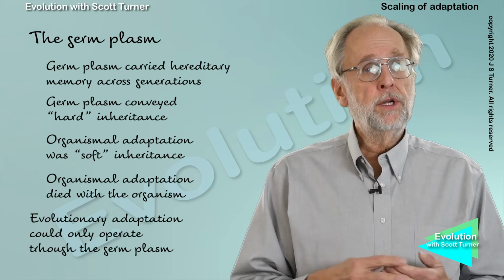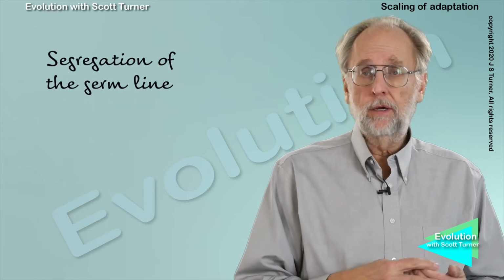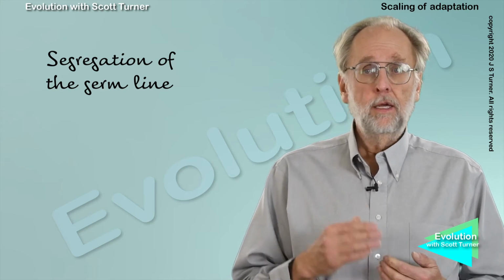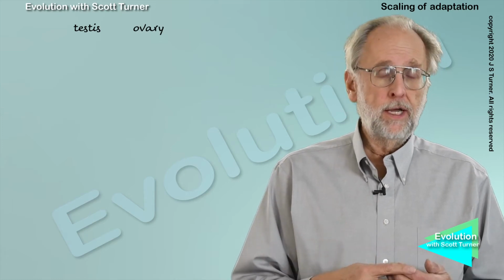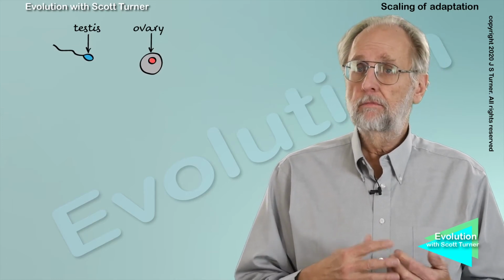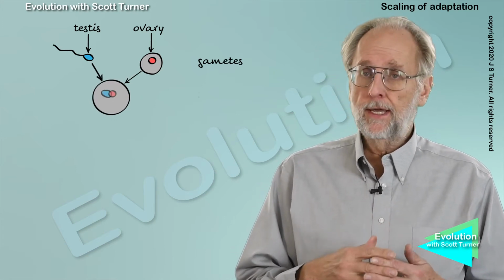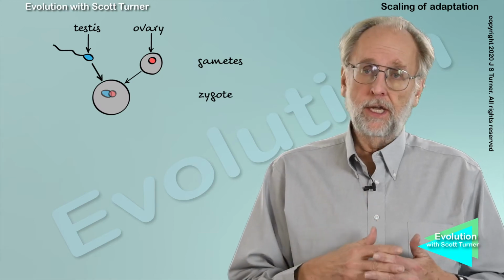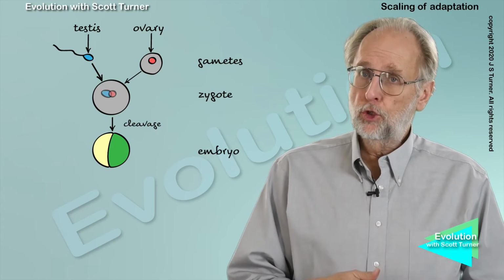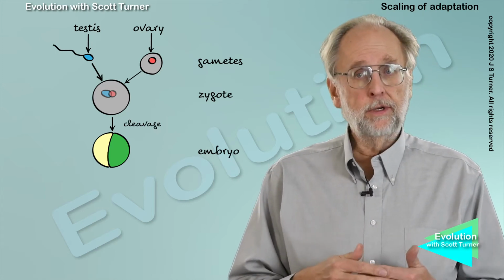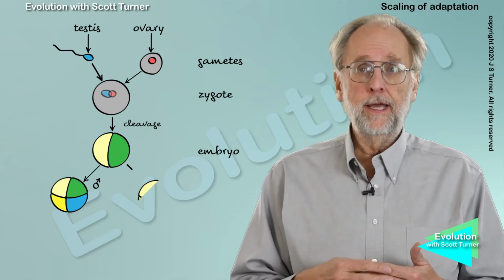Weismann's theory turned on something he called segregation of the germline. Here's how germline segregation is supposed to work. The germline passes through the gonads, the testis and the ovary. These give rise to the sperm and ovum, respectively, the gametes, in short. At fertilization, these combine to produce the zygote. Following fertilization, the single-celled zygote starts the process of cleavage, dividing first into two cells, color-coded here as yellow and green. These also divide, producing 4 cells, color-coded again.